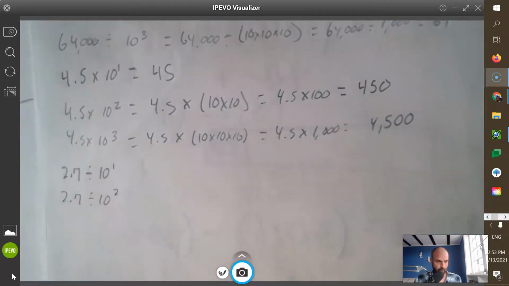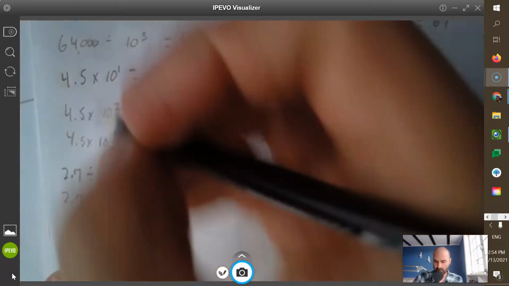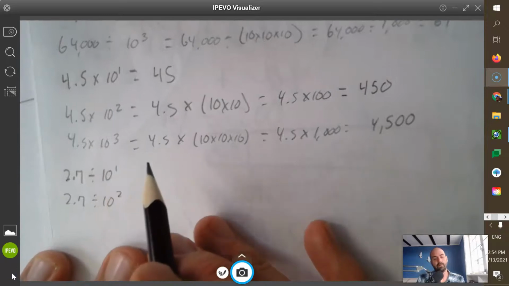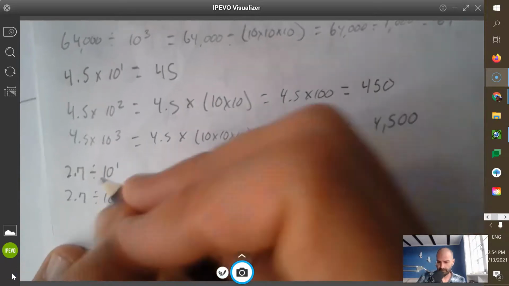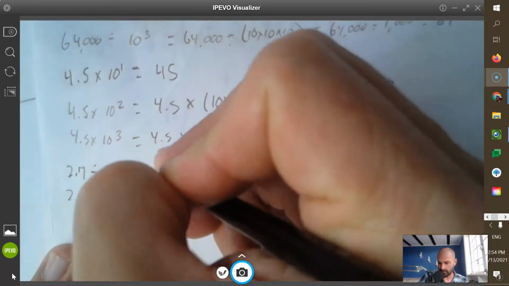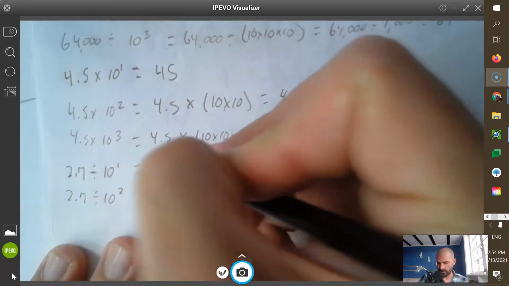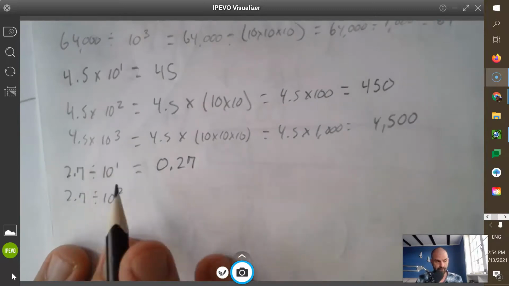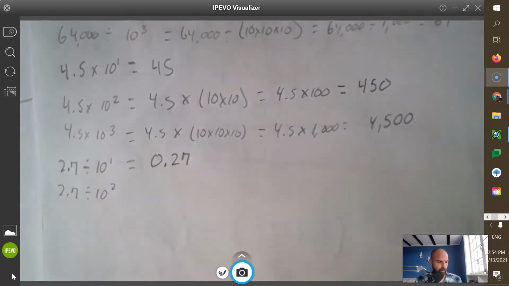All right, next up, 2 and 7/10 divided by 10 to the first. Divided, remember what happens when we divide? All right, so remember when we divide by powers of 10, our digits go to the right. So 2 and 7/10 divided by 10 is going to give us 0 and 27/100 because all my digits shifted to the right. Now let's look at 2 and 7/10 divided by 10 squared.